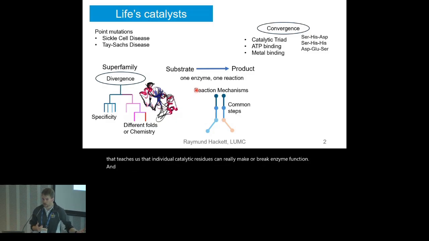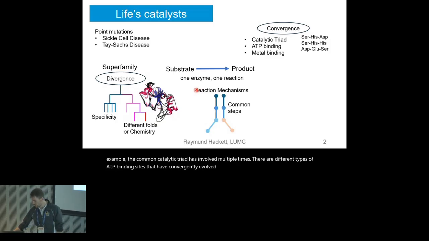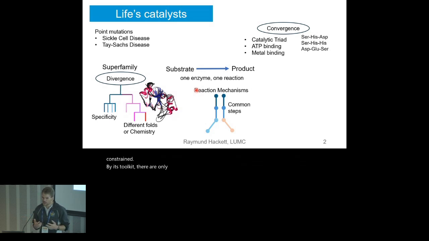And the picture gets even more complicated with convergent evolution. Some patterns in enzymes have arisen multiple times throughout evolutionary history. For example, the common catalytic triad has evolved multiple times. There are different types of ATP binding sites that have convergently evolved. The list goes on. And that teaches us that life and nature is constrained by its toolkit. There are only 20 amino acids, and there's only so many ways you can achieve the same reactions using this limited toolkit.